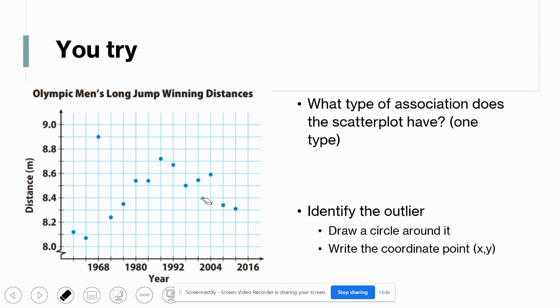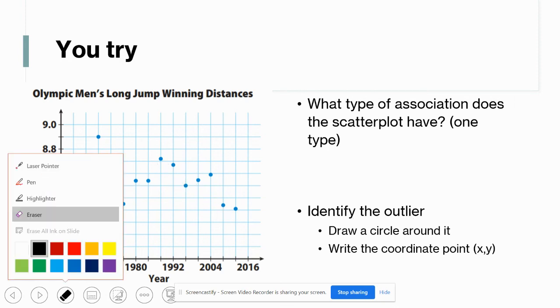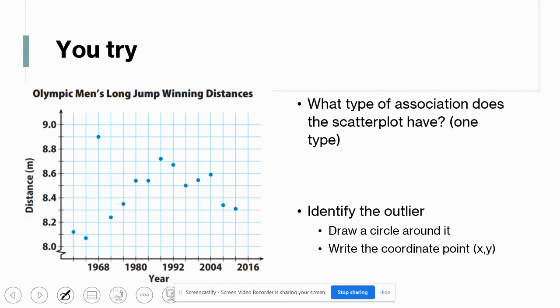All right, and then here I want you to identify the outlier on your paper. I want you to draw a circle around it, and then write the coordinate point. If you don't know how to do that, make sure that you go back in the video and watch how I did it the first time. I want you to be aware that these are going up by 0.1. So 8.0, 8.1, 8.2, 8.3, and so on.